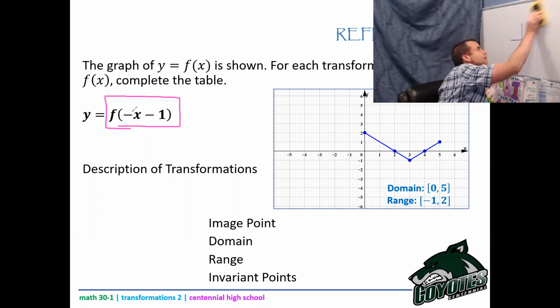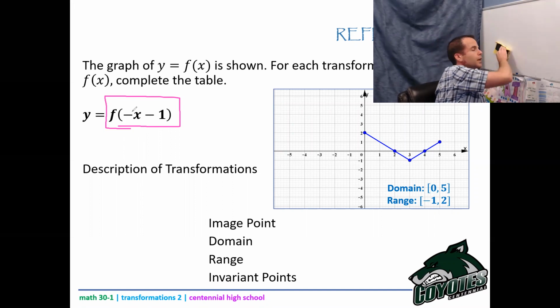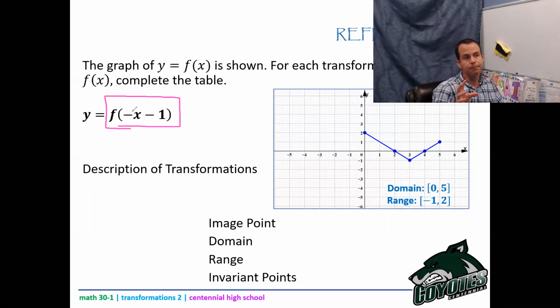Remember that we're doing replacements here, okay? And remember that we have to do reflections before we do translations, okay? So let's just take a look at f of x for a sec. If the very first thing I was going to do was perform a horizontal reflection, well, that would involve me replacing x with -x. So that would look like this.